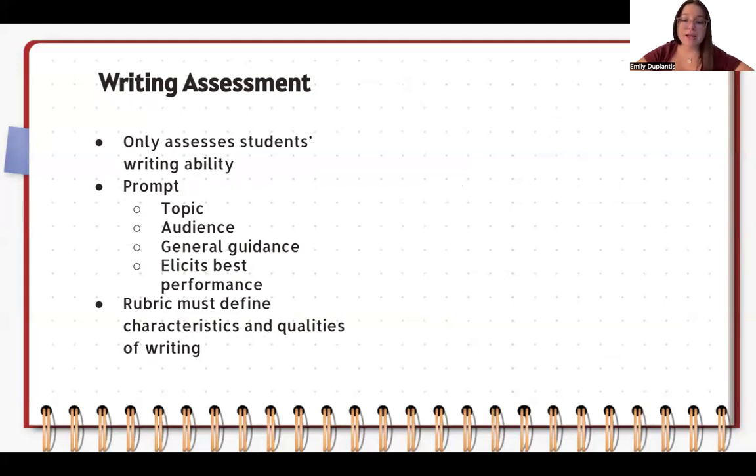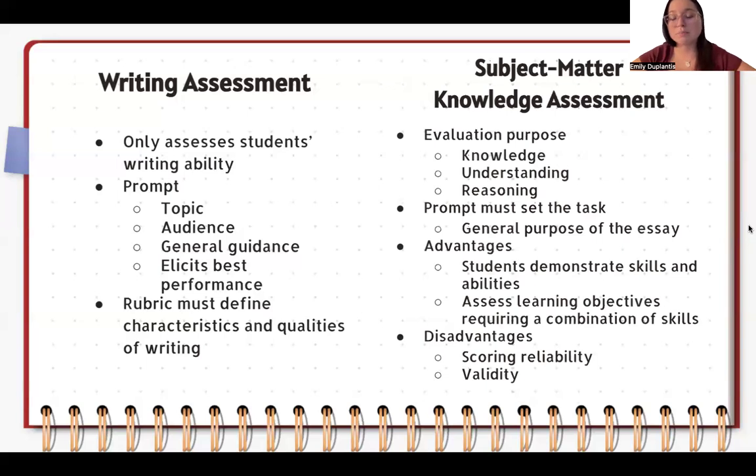This prompt has to be specific. It needs a topic, an audience, general guidance, and it needs to elicit the best performance from the student because we are only looking at the writing ability and not content knowledge. This rubric must define characteristics and qualities of good writing, and we are going to get to that a little bit later in the presentation.